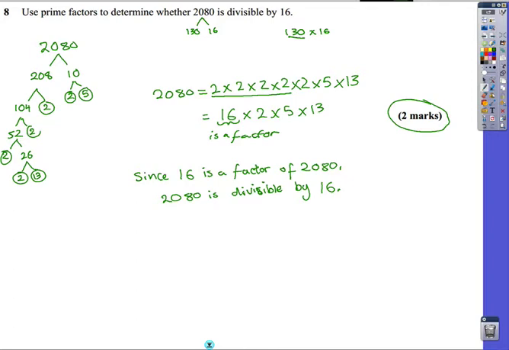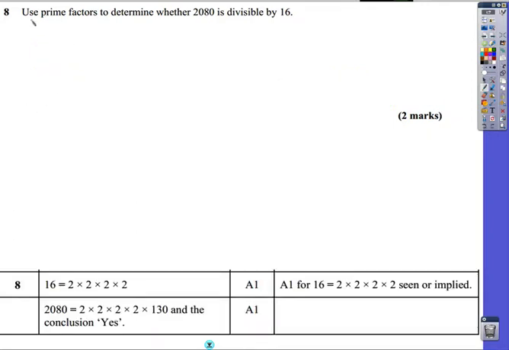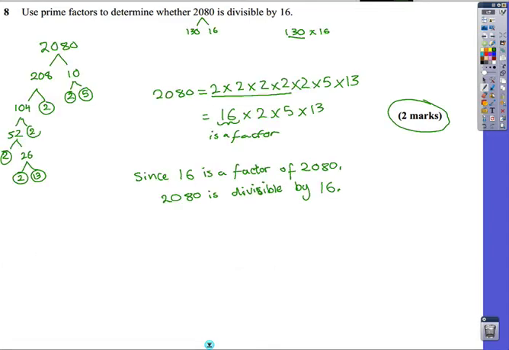Quick look at the mark scheme. Question 8. So we need to show that 16 is 2 times 2 times 2 times 2. This is one accuracy mark. There are no method marks. And then there needs to be a conclusion. So 2 times 2 times 2 times 2 times 130, and a conclusion that yes, 16 times 130 is 2080. I know some of you have written this, but we need to show that through the factor trees.